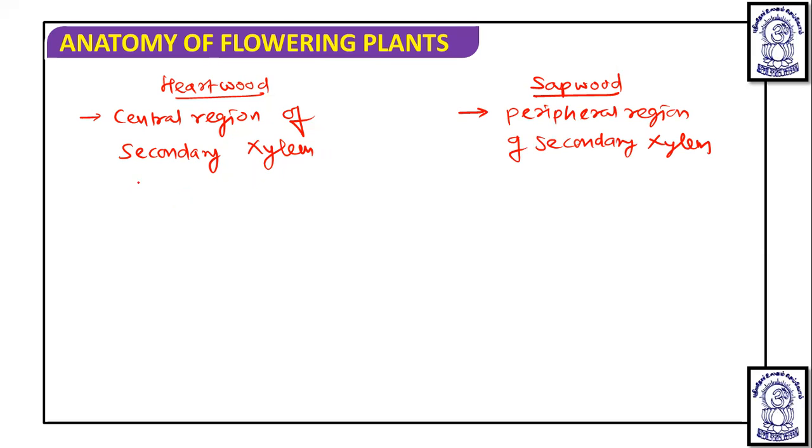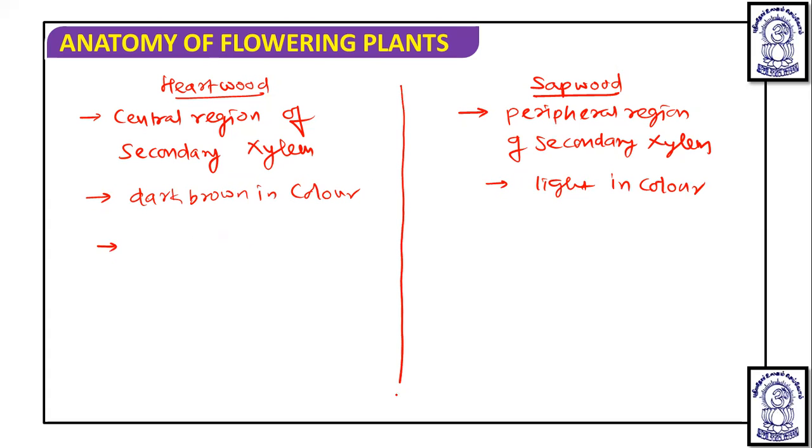Now, this is how durable, and all those things we have discussed in the case of the hardwood. It is non-functional for conduction, whereas conduction can be carried out by the sapwood. Now this hardwood is dark brown in color, whereas sapwood is light in color.